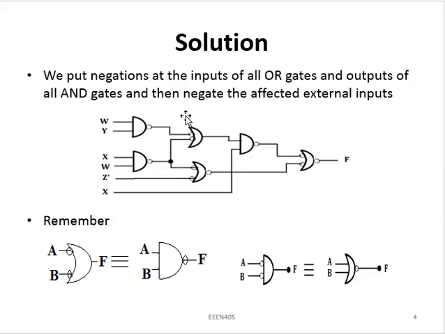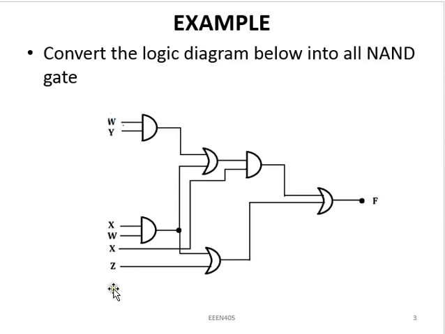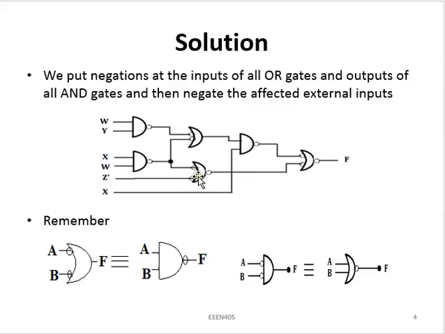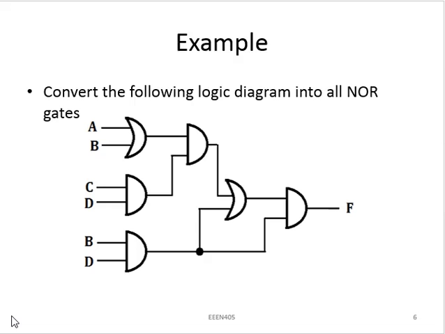But one thing we should take note of is that our input Z here is now connected with a negation at the input of this OR gate, which means whatever you have here, if it was Z, it will now be changed to Z complement, and if it is complement, it will now be real Z. And we can also be given another example.